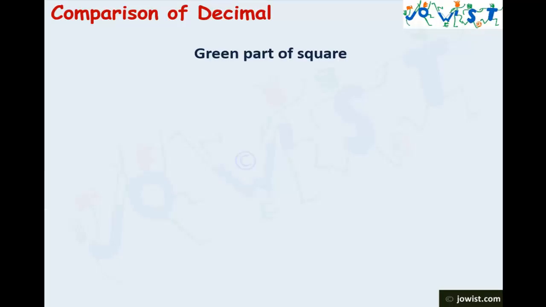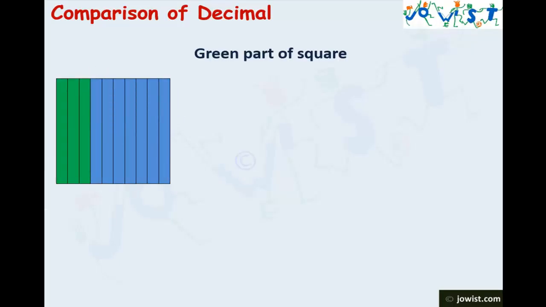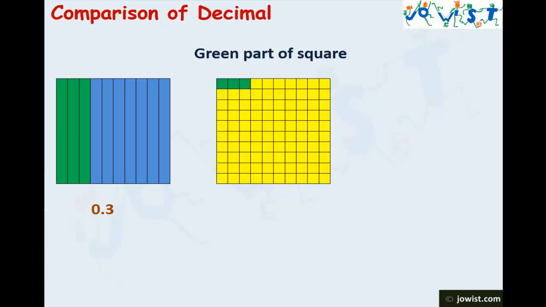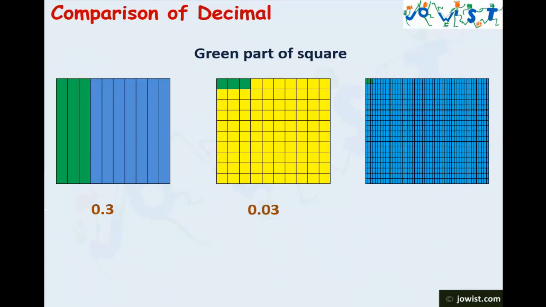Now look at the green part of the square. In this square, we have 3 out of 10 columns which are shaded green. So its representation will be 0.3. In the second square, we have 100 small squares. So the representation of the shaded green part is 3 upon 100. It is equal to 0.03.